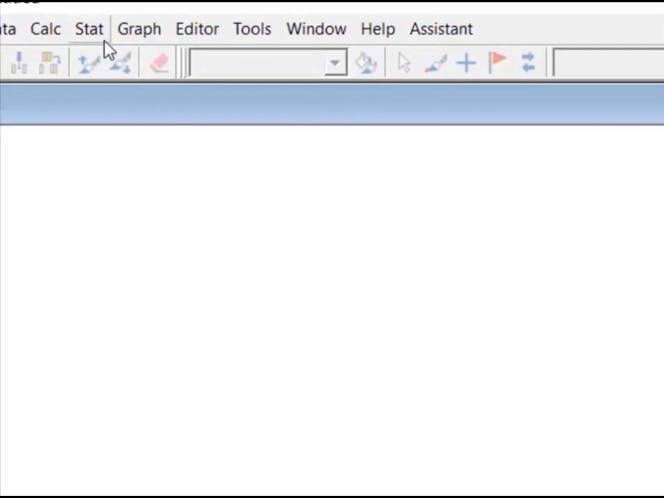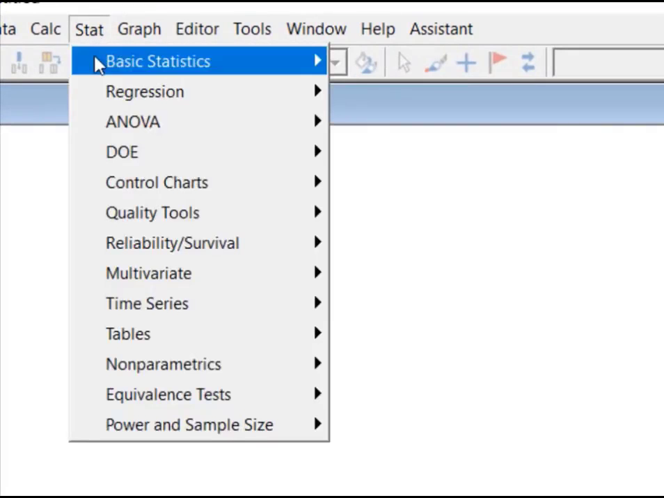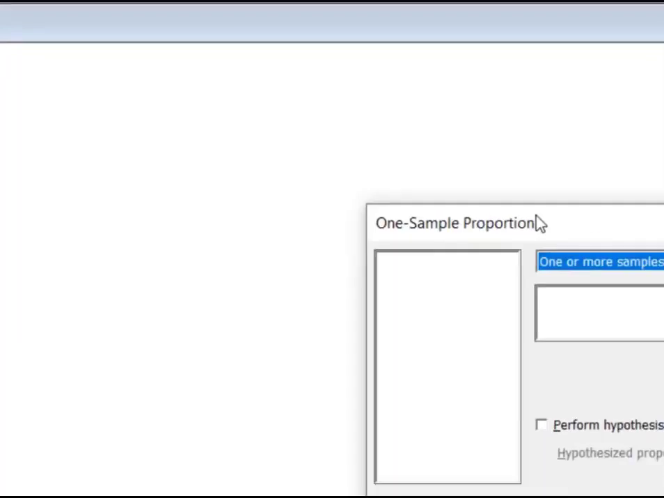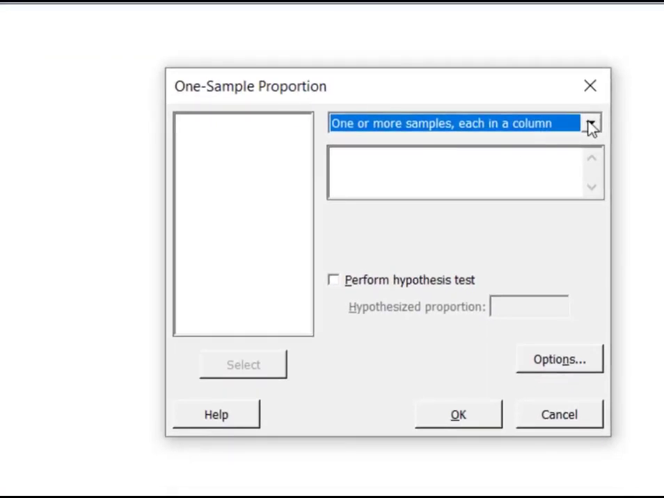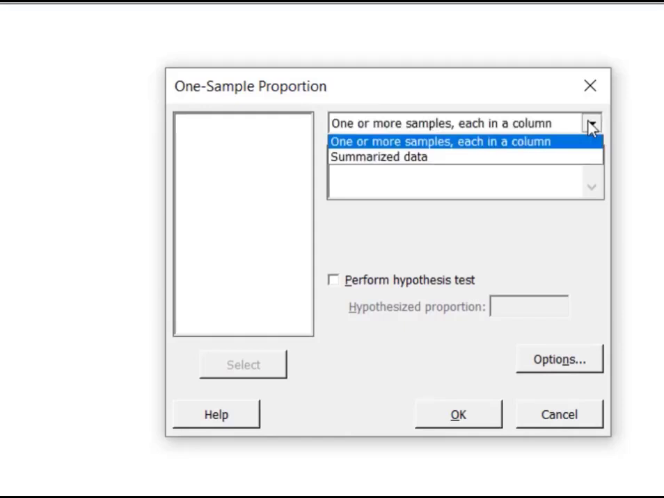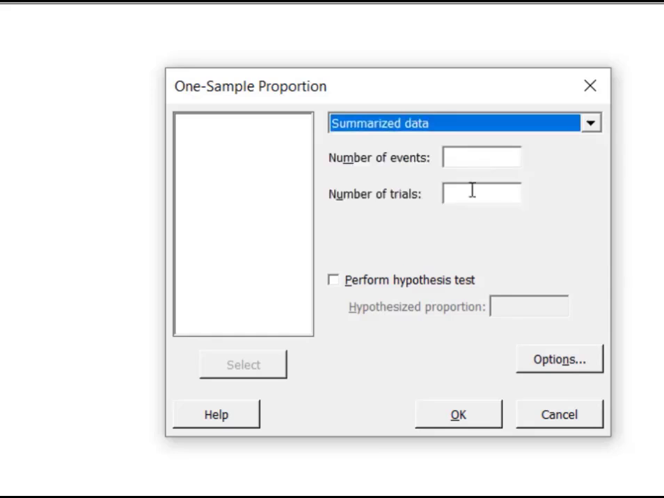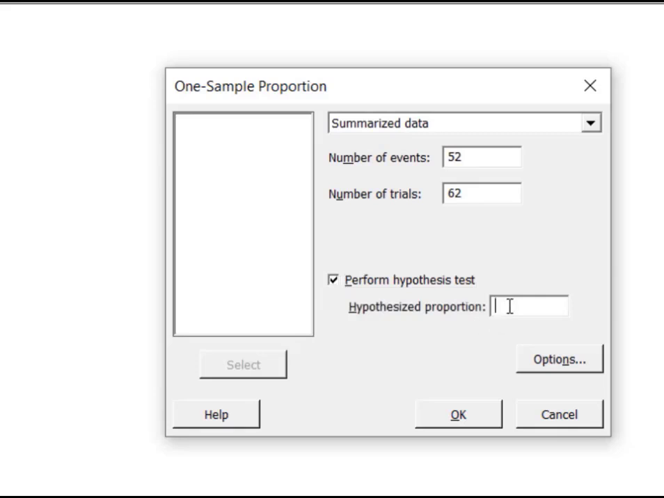So I'm over here in Minitab. I'm going to go to Stat, Basic Statistics. We're going to run a one proportion test. We don't have summarized data. So, we do have summarized data, sorry. So we're going to go ahead and select that. And the number of events we had was 52. A number of trials of 62. Hypothesized value of the proportion was 78%.